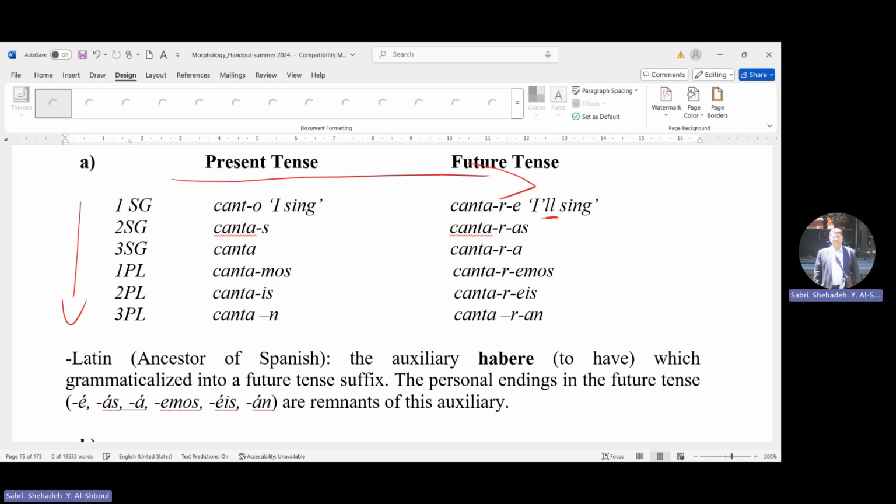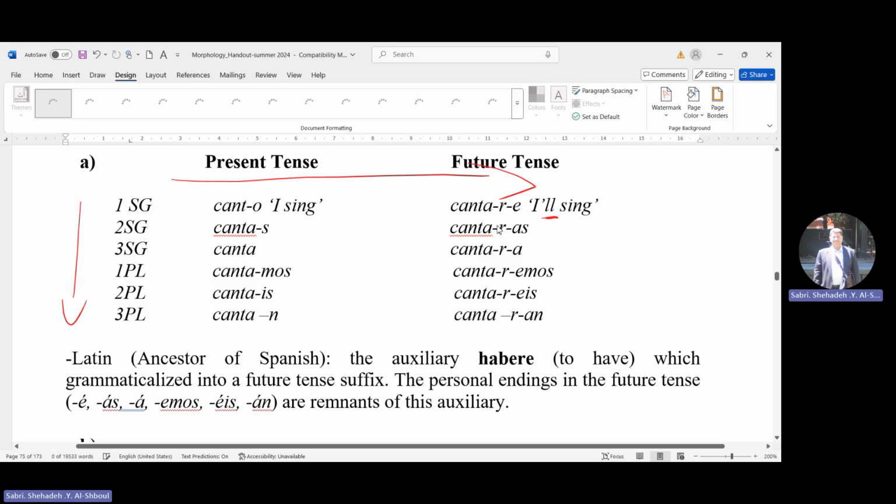The same. We have cantaré, I will sing, cantarás, you will sing, cantará, he or she will sing, cantaremos, we will sing, cantaréis, you plural will sing, and cantarán, which is they will sing, plural.